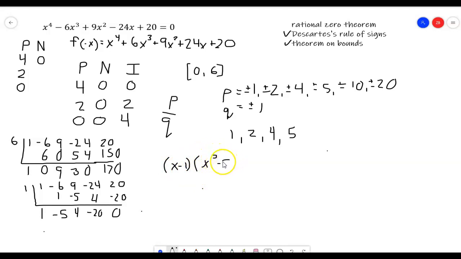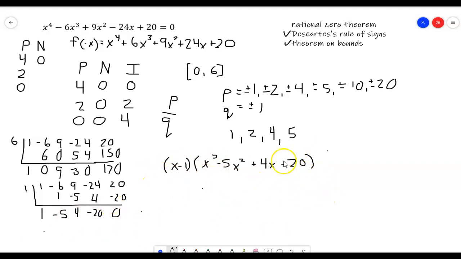minus 5x squared plus 4x minus 20. All right, because it's the remaining coefficients here. All right, and then we can keep doing this until we get it down to something that looks good.